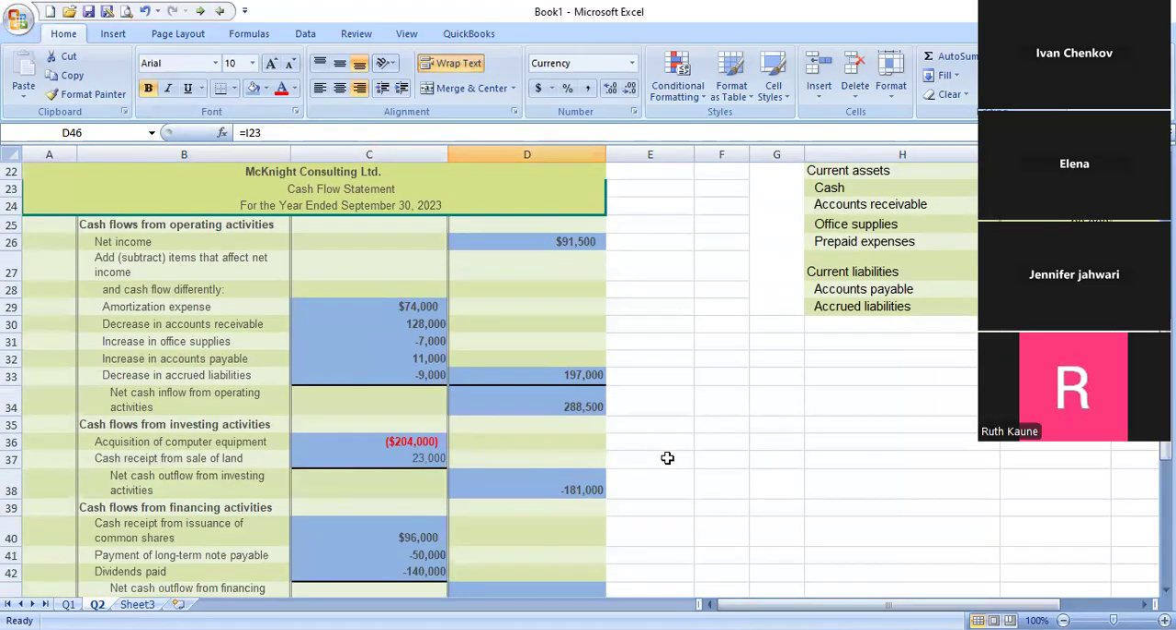Yes, it is. Why? Because we have a net cash inflow from operating activities. Once we have a net cash flow from the operating activities, that means the company is healthy. They're doing very well. As you can see, they're generating net income. Now, most of the cash here is coming from the decrease in accounts receivable. What that means is that it comes from the current period or from the previous period.